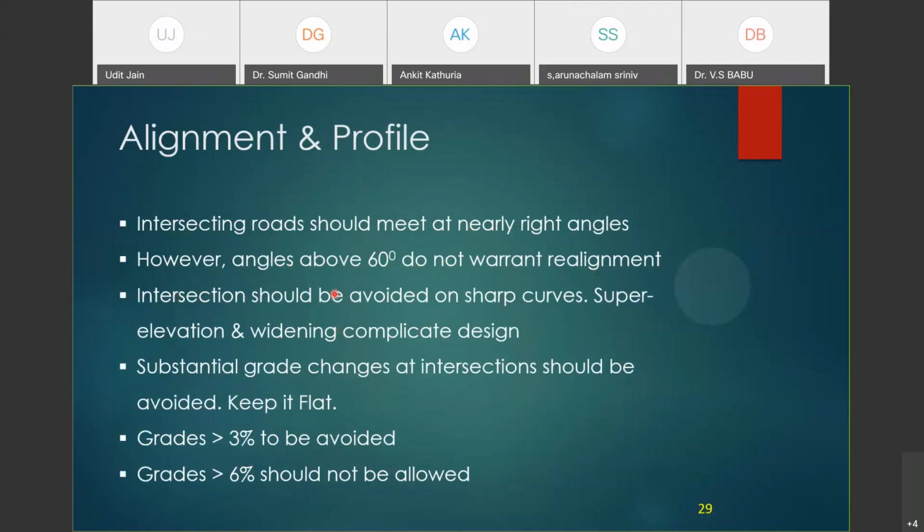Then intersections should be avoided on sharp curves. Super elevation and widening become very complicated in intersection design. Substantial grade changes at intersections should also be avoided. We should try to keep the intersection as flat as possible. Ideally, up to 3% we say is fine if there is a grade change of up to 3%, but if the grade change exceeds 6%, it is definitely not allowed.